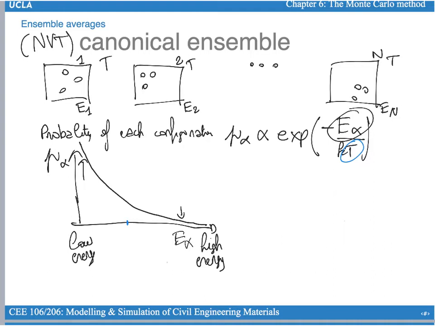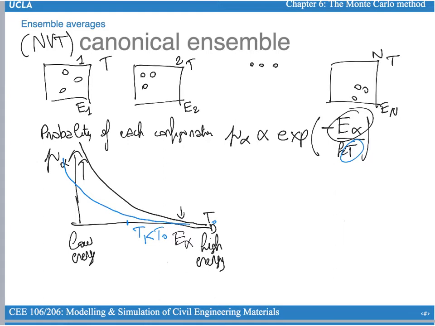Now this black curve here was for a given temperature. If you replot the new probability as a function of the same energy E alpha for a lower temperature, the probability will be lower and will look like this. So if you decrease the temperature, it becomes more and more difficult for the system to access those configurations that are associated with high energy. The lower the temperature, the more you will favor low energy configurations.